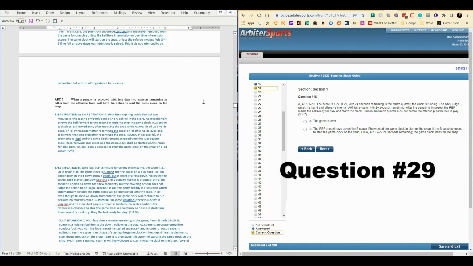So, it says either half, notice that. So, the end of the first half, end of the second half, under 2 minutes remaining. If there's a foul, the opposing team, the offended team, gets the choice to have the clock start on the snap or on the ready. And so the answer, of course, is B.